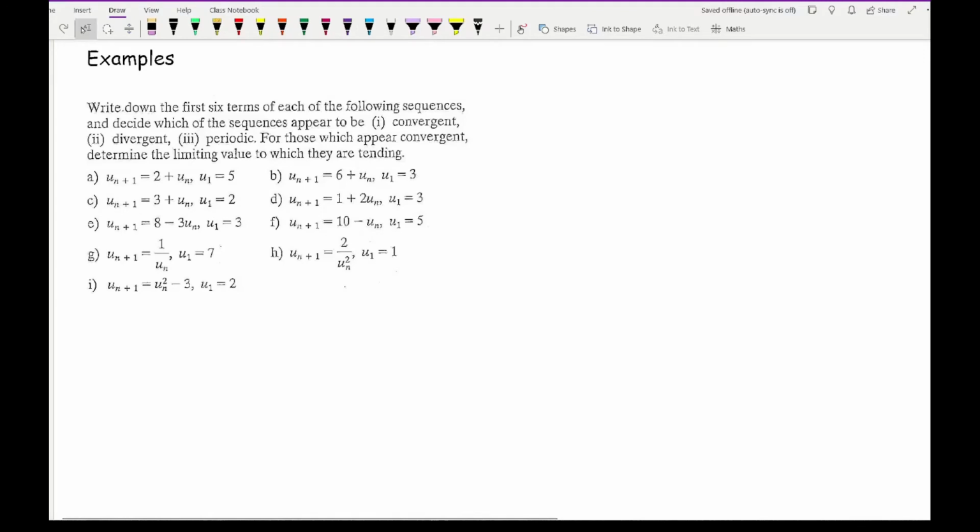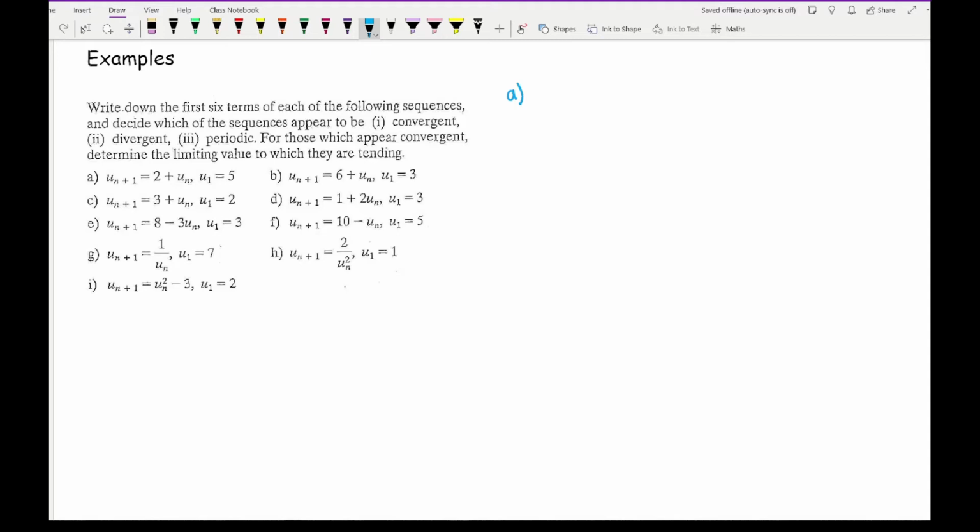So let's have a look at some example questions. In this example it says write down the first 6 terms of each of the following sequences and decide which of the sequences appear to be converging, divergent and periodic. For those that appear to be convergent, determine the limiting value to which they are tending. So let's have a look at working through these questions then. For question 1a, I'll just label this here, and all I'm going to do is substitute the numbers into this.